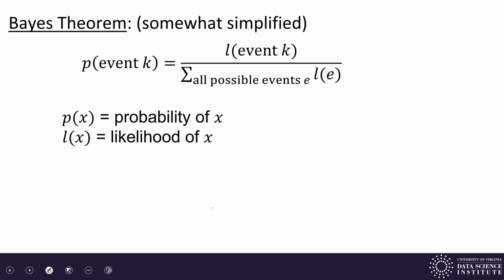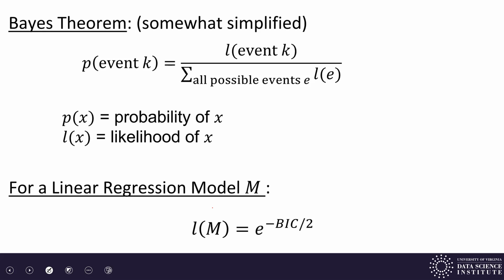Okay, so let's talk about Bayes' theorem. This is a somewhat simplified picture of Bayes' theorem, but Bayes' theorem essentially leads to this. The probability of event K occurring is equal to the likelihood of event K occurring divided by the sum over all possible events of the likelihoods of events. And so this allows us, if we can measure likelihoods, we've talked about likelihoods before, to turn them into probabilities.